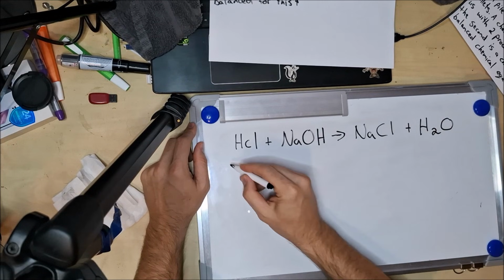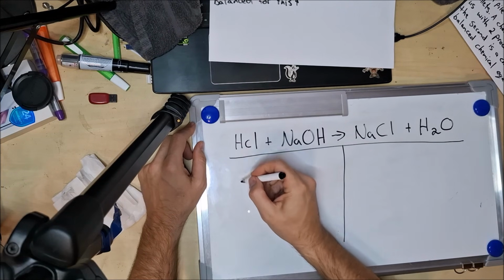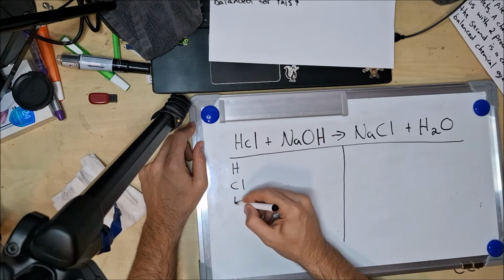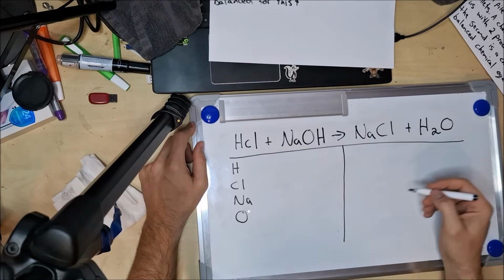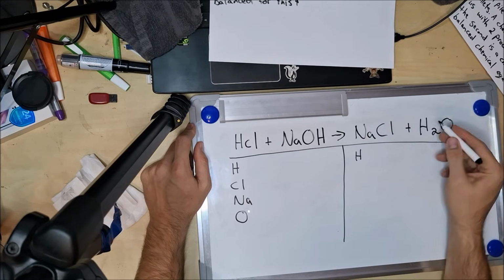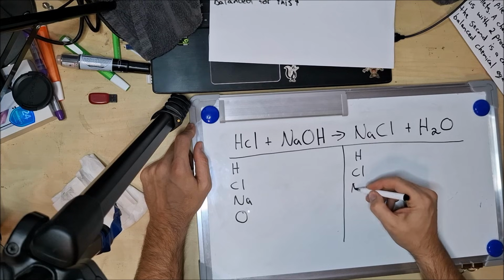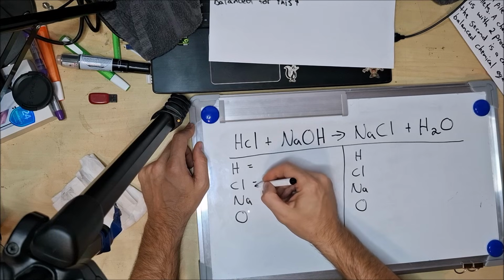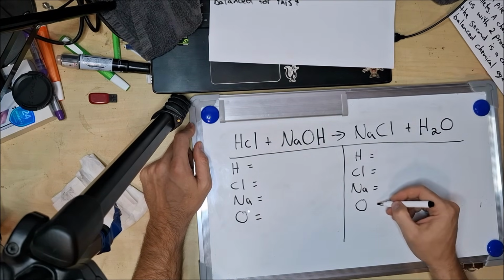In the previous video, I showed you how to balance chemical equations. Break it down. I've got hydrogen, chloride, sodium, and oxygen and hydrogen again. On that side, I should have hydrogen, yes. I should have a chloride, yes. I should have sodium, I do. And I have oxygen. Cool. How many do I have on each side? That is going to determine if this is a balanced chemical equation or not.